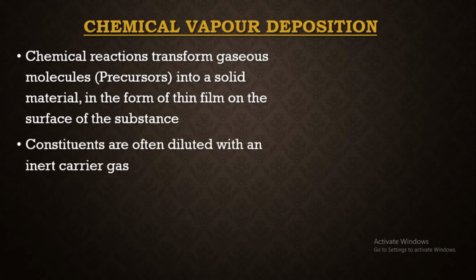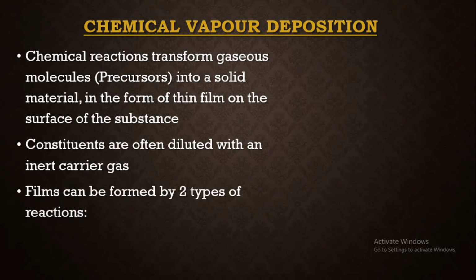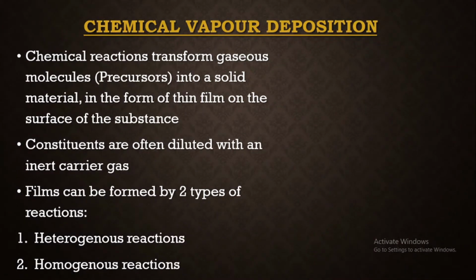The constituents of the vapor phase are often diluted with an inert carrier gas, which reacts at the hot surface to deposit the solid film. The hot surface is nothing but the substrate present in the reaction chamber. The films can be formed mainly by two different types of reactions: heterogeneous reaction and homogeneous reaction. Heterogeneous reactions occur at the heated surface or very close to it, and homogeneous reactions occur in the gas phase itself.